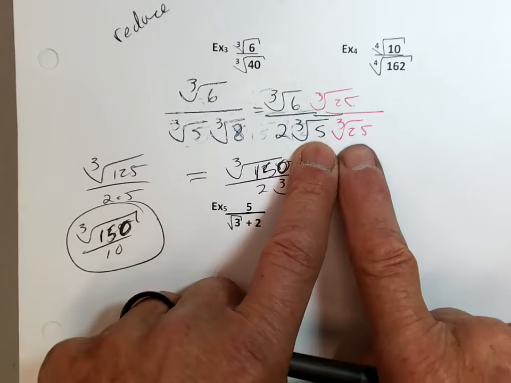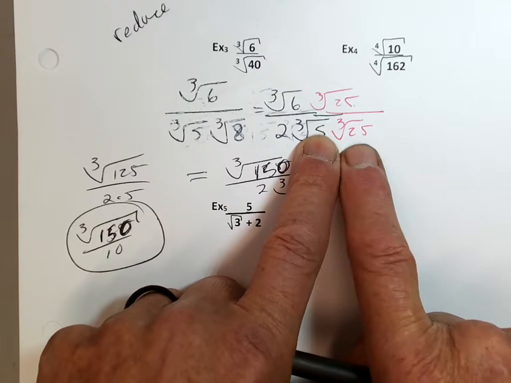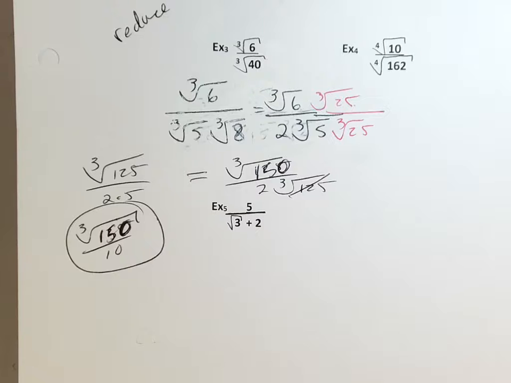Okay, what number is that going to make? That's going to make 125, right? Which is a perfect cube. Let's do the next one and see if it gets easier, okay?